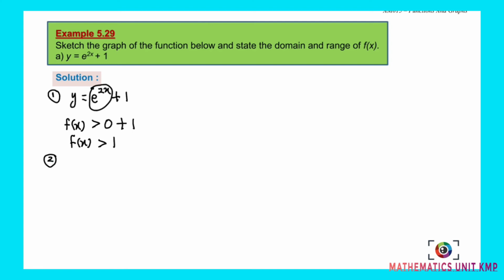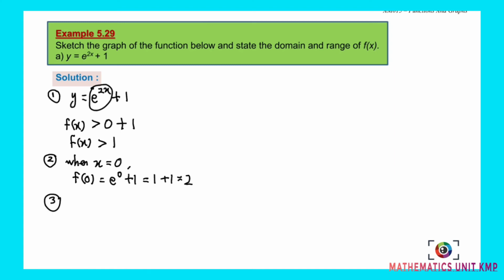Okay, now we go to the second step. When x equal to 0, f(0), the value of y will be e power of 0 plus 1. And careful, e^0 is not 0, it is 1. So 1 plus 1, which is 2. Understand?